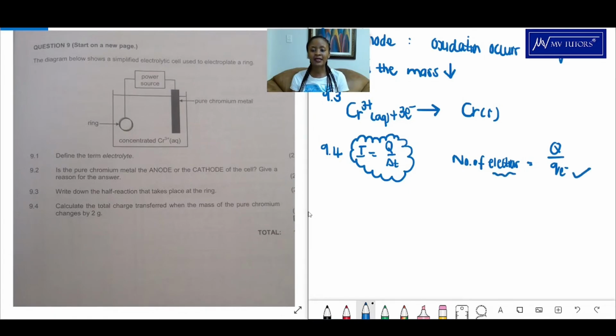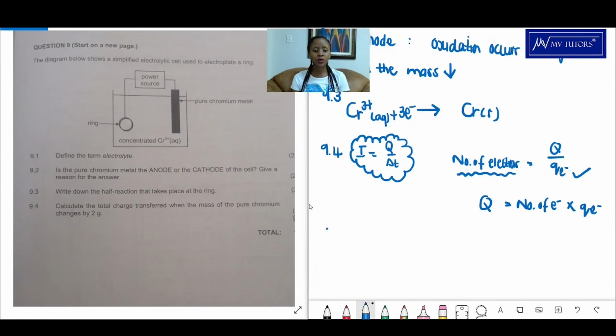Now, can we get the number of electrons? If we can get the number of electrons, then we can calculate what the charge is. So basically, it's the number of electrons multiplied by the charge of an electron. So let's see if we can get the number of electrons, because we already know that the charge is negative 1.6 times 10 to the power minus 19. So let's start with the information that we've been given.